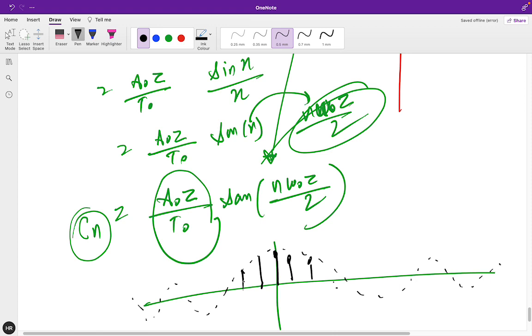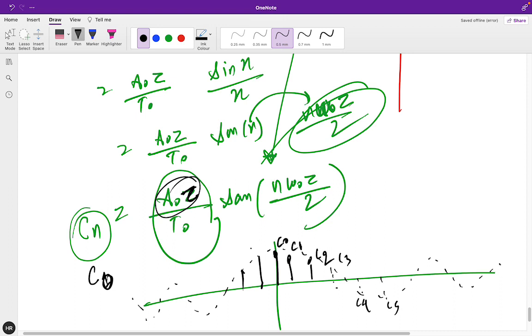These are all discrete values, a naught tau by 2. It depends upon the tau value you are substituting. So this is my C0 value, this is my C1 value, this is my C2 value, this is my C3 value, this is my C4 value, C5 value, like this.